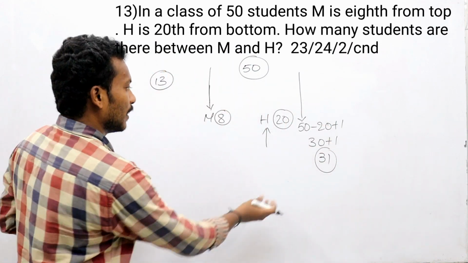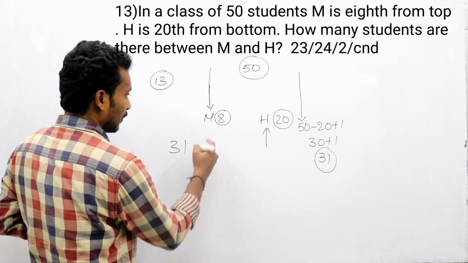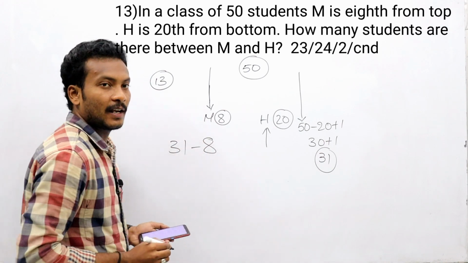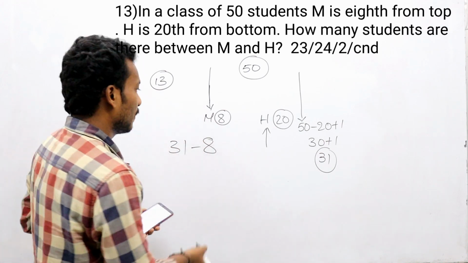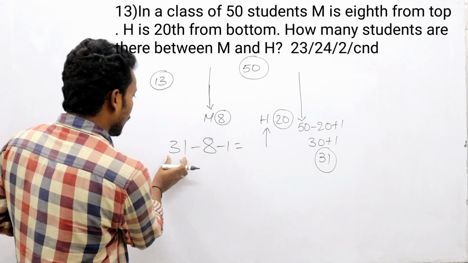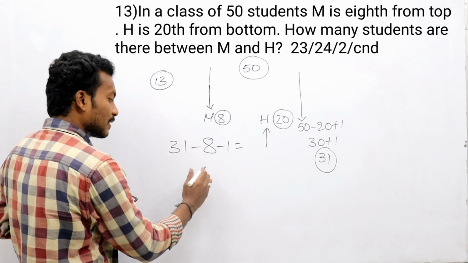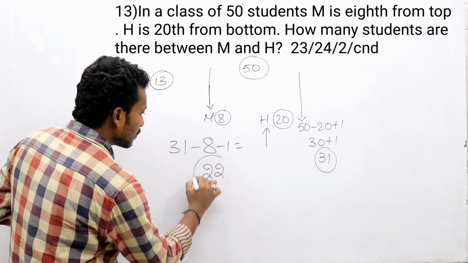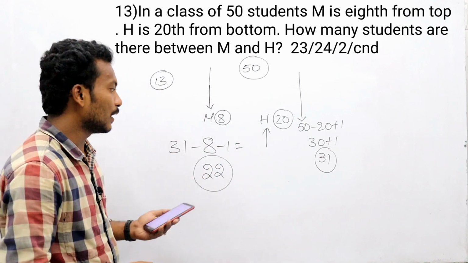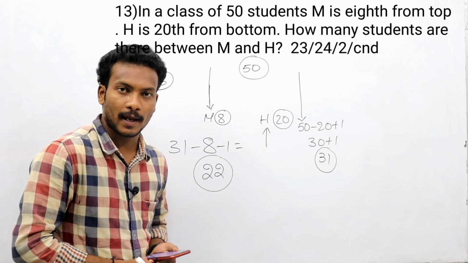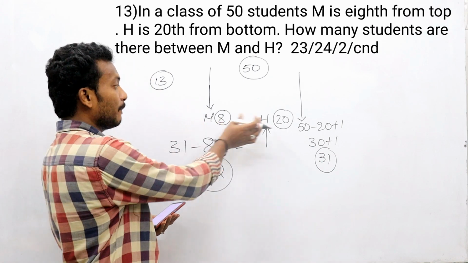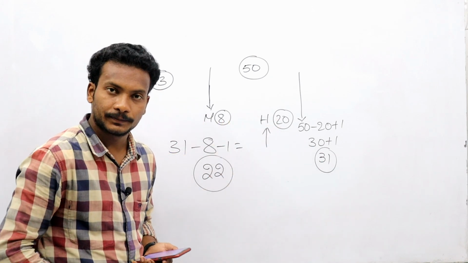Now how many persons are between? Here it is 31, here it is 8. Now we are finding the number of persons between. For persons between, we take minus 1. 31 minus 1 is 30. 30 minus 8 is 22. 22 is our required answer. 22 members are between M and H. Okay, right?